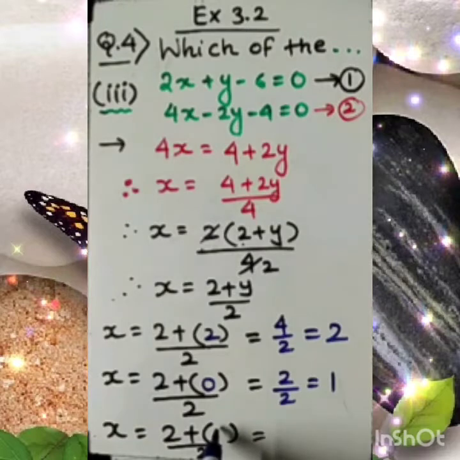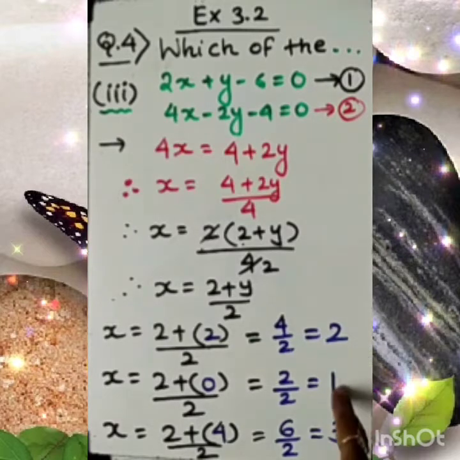So far, I prefer here to take 4. So 2 plus 4, 6. 6 divided by 2 gives the result 3. So for this equation, I would like to choose only these 3 values. Now let's draw the table.